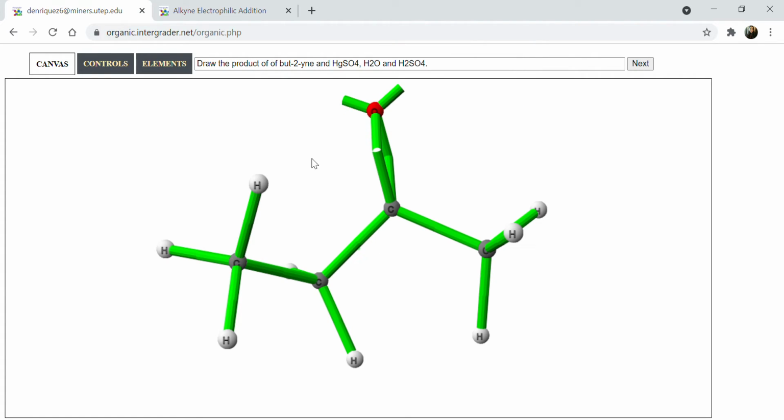So if you have your triple bond at the 1 position, which would be right here, you would still put your ketone here because this wouldn't be a ketone if it didn't have the secondary carbon attached.